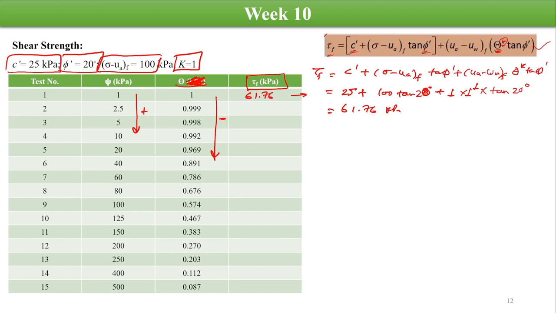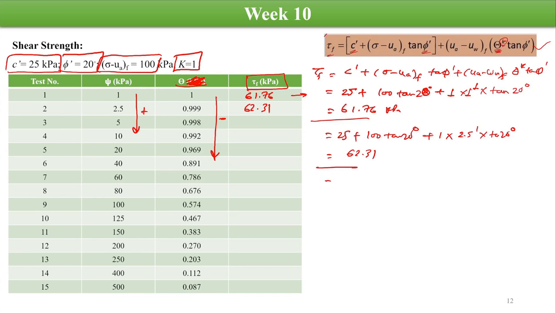So here we'll write 61.76. Similarly for the second one, C dash is again 25, sigma minus UA at failure is nothing but 100 into tan 20 degrees, it will remain the same, plus 1 into UA minus UW is 2.5 to the power 1 into tan 20 degrees. Solving it, we will get 25 plus 100 times tan 20 plus 2.5 times tan 20, so it will be 62.31.